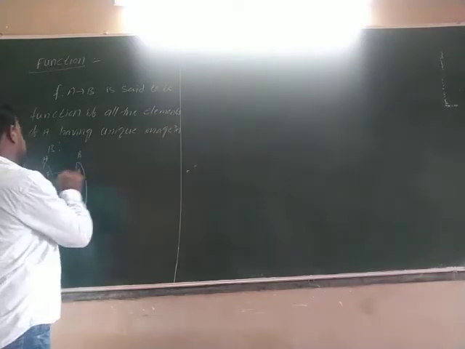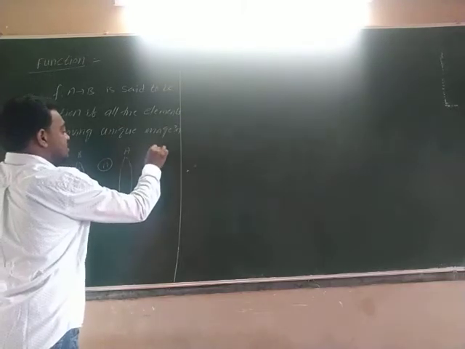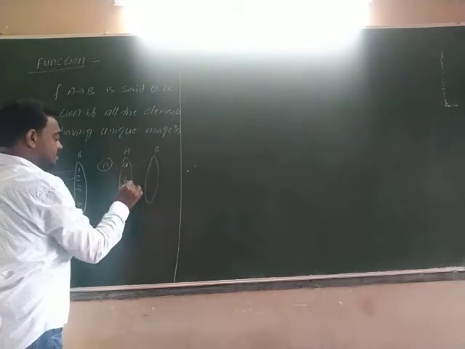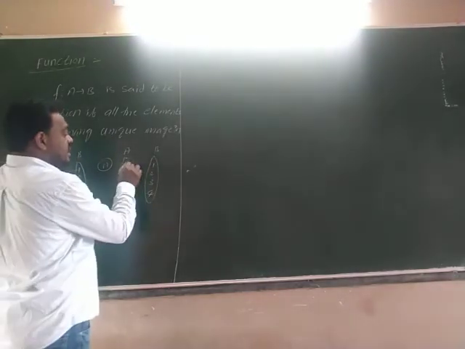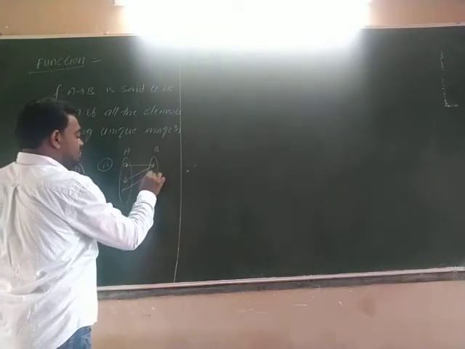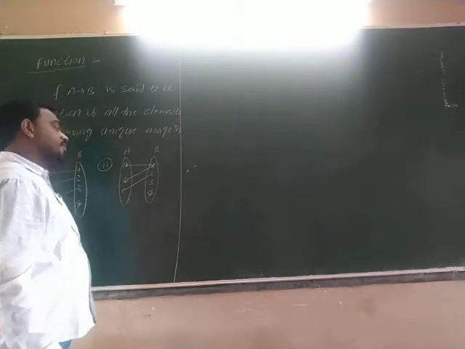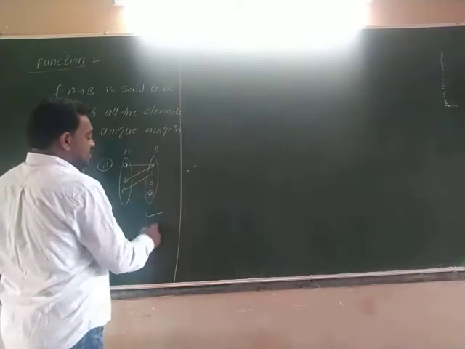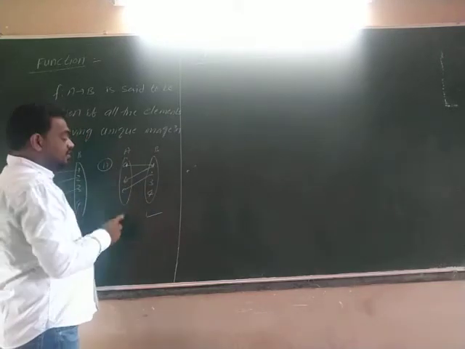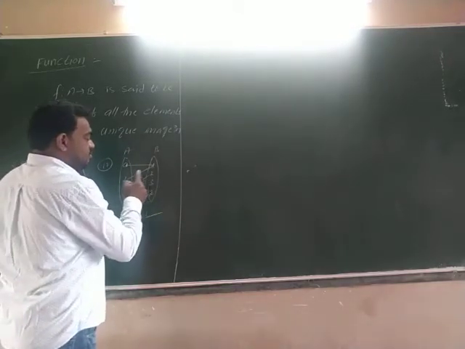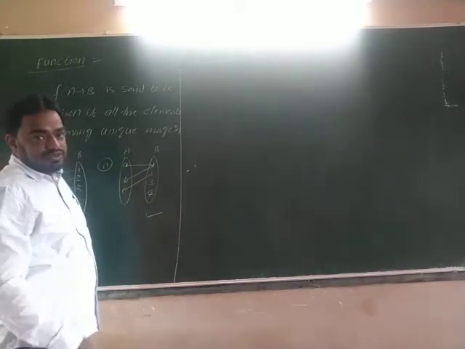Next, one more example. Second example. This is set A, this is set B. Set A contains the same elements a, b, c. Set B consists of 1, 2, 3, 4. a is related to 1, b is related to 1, c is related to 2. Is it a function or not? It is a function, because every element has a unique image. The image of a is 1, only one image. The image of b is 1, the image of c is 2. So every element has a unique image, so it is a function.